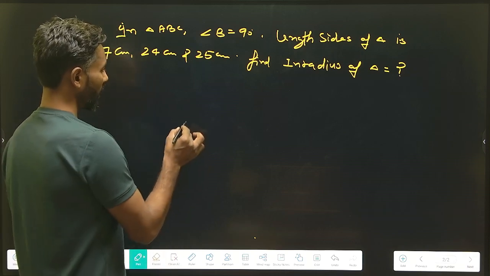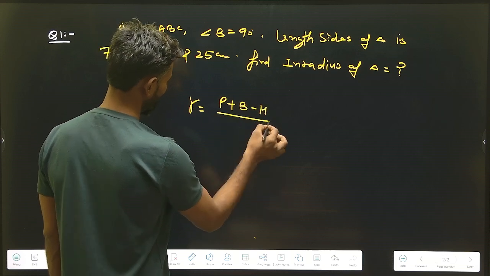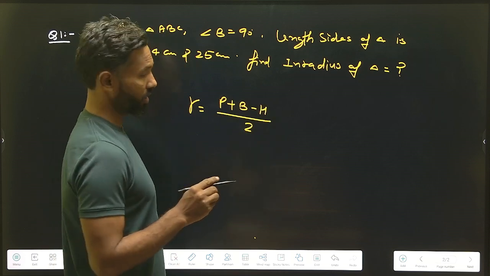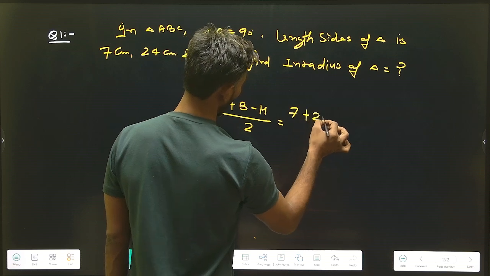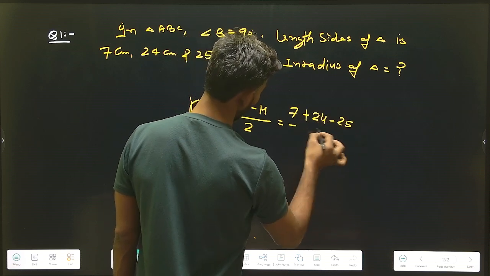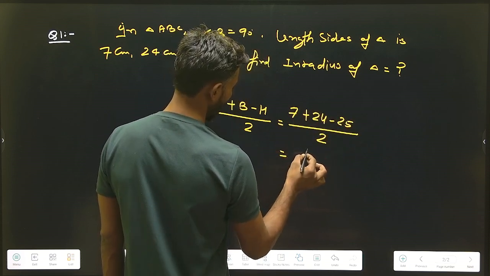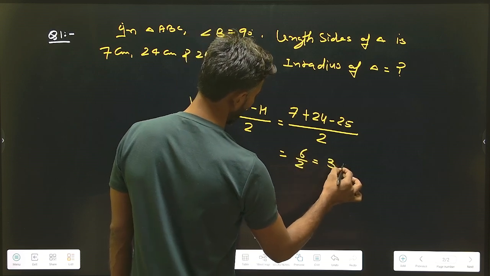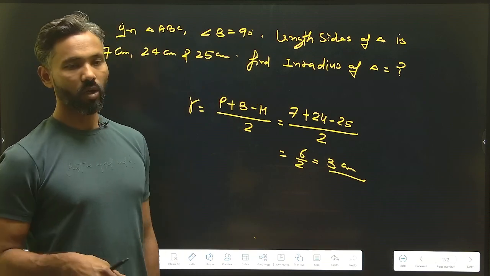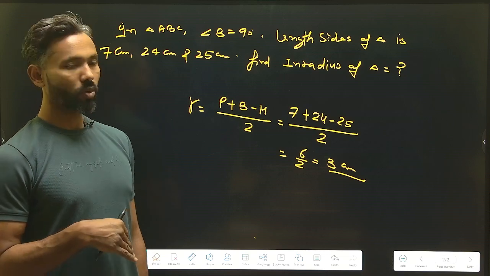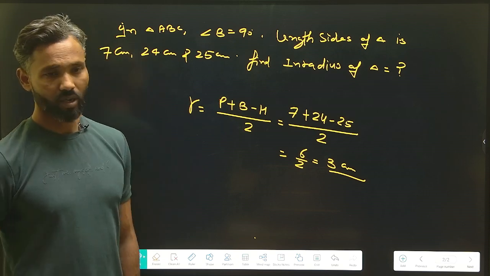So you very well know that Inradius r will be equal to (P plus B minus H) upon 2, and we are going to place the values over here. Perpendicular will be equal to 7, base is 24, and hypotenuse is equal to 25. So (7 plus 24 minus 25) upon 2: 7 plus 24 is 31, minus 25 is 6, upon 2. So Inradius will be 3 centimeter. I think you would have better understood this formula, and you know the conditions when this formula is helpful to apply in questions. This is only for a right angle triangle.